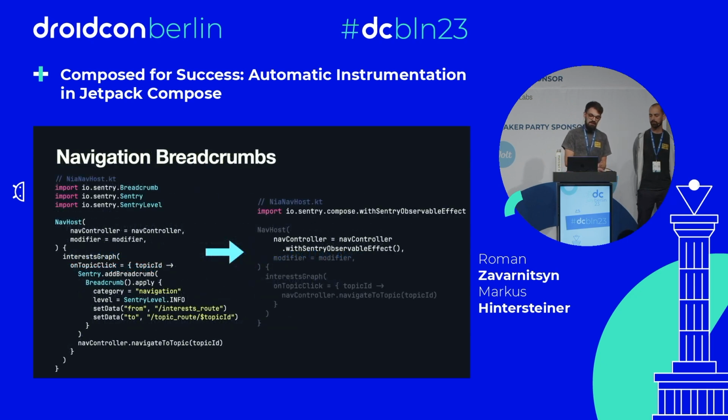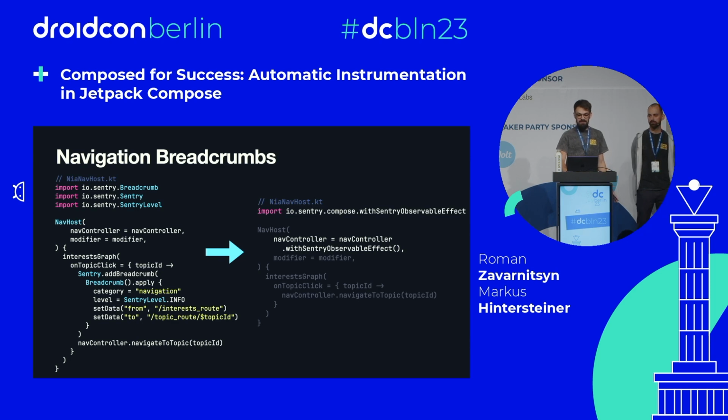Remember where we started? On the left side, you see how we would do this if you would implement this manually. And on the right side, you see the new way with our extension function, so it's just a single function call, and then we already provide value out of the box: we track all of your navigation events across your app, and you don't need to do this manually in every place.